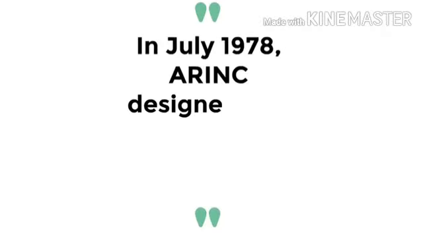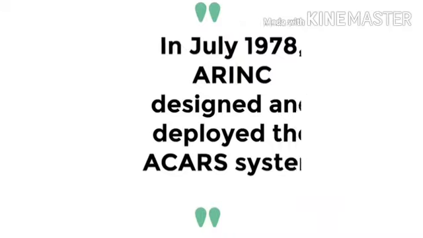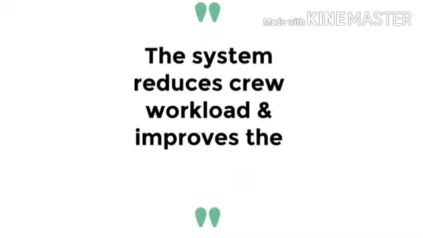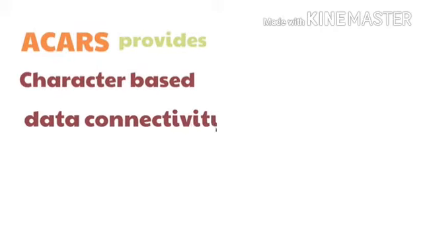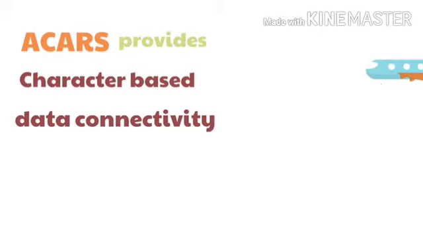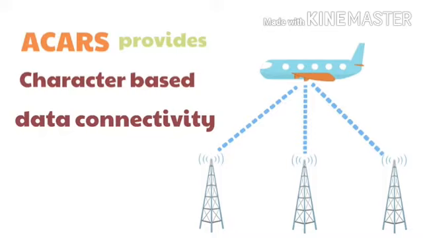In July 1978, ARINC designed and deployed the ACARS system, which helps to reduce the crew workload and also improves the data integrity. The function of the ACARS data protocol is to provide character-based data connectivity between an aircraft and any number of ground-based service providers and satellites with whom the aircraft operator has subscription relationships.